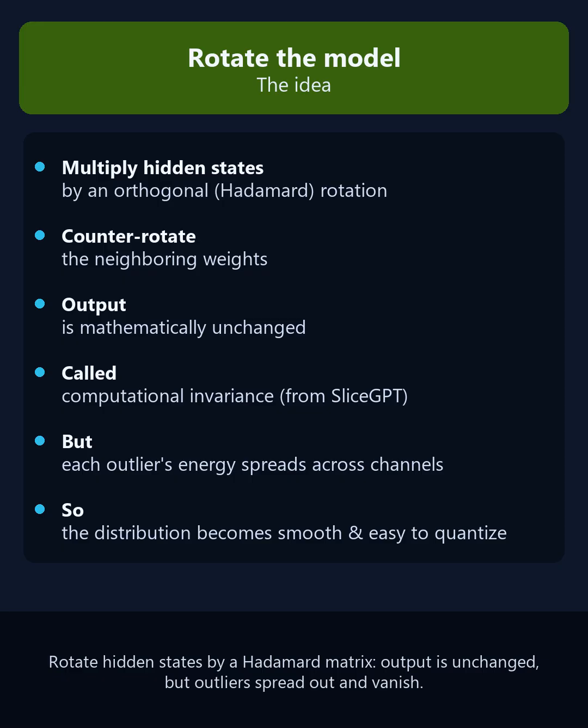Here is QuaRot's idea. Multiply the hidden states by an orthogonal rotation matrix, a Hadamard rotation, and counter-rotate the neighboring weights. Mathematically, the model's output is unchanged, a property called computational invariance, borrowed from SliceGPT. But the rotation spreads each outlier's energy across all channels, so the spikes vanish and the distribution becomes smooth and Gaussian-like, easy to quantize to 4 bits.